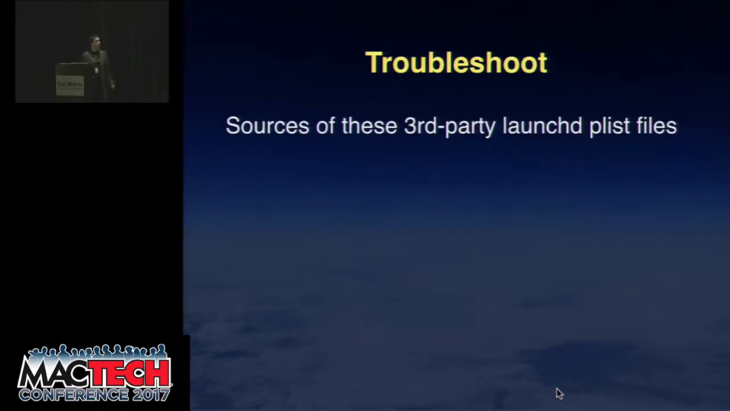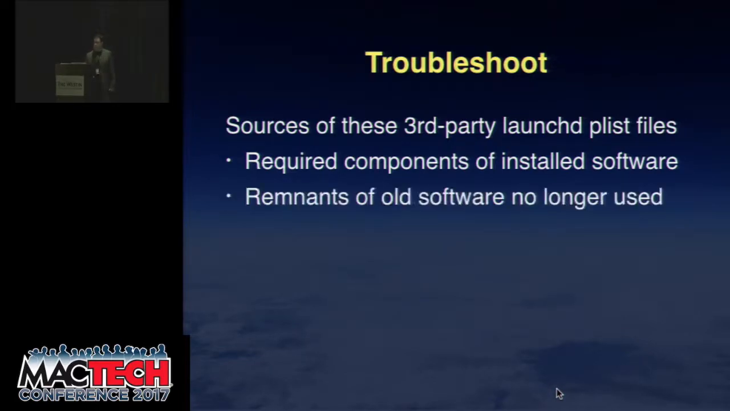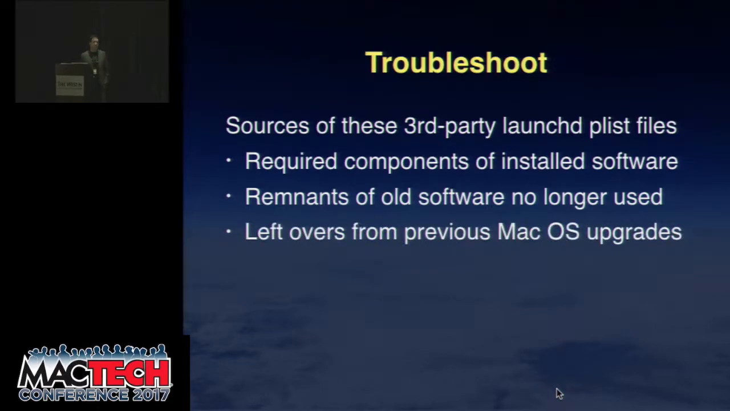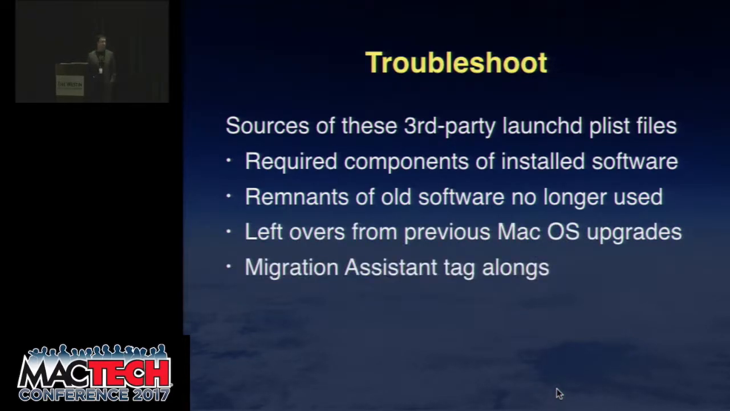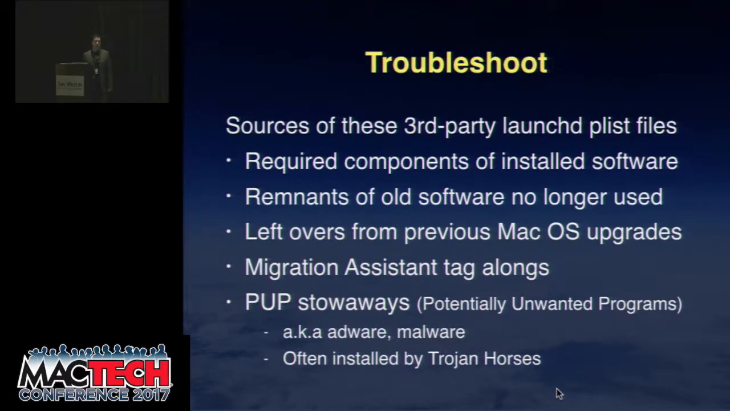The sources of the things that you may potentially find in these folders: one of the sources is required components of installed software, so that's legit things you need to run. Remnants of old software that's no longer used, leftovers from previous macOS upgrades, migration assistant tag-alongs, things that have been pulled over by a migration assistant, and PUP stowaways, potentially unwanted programs like adware and malware, often installed by Trojan horses.